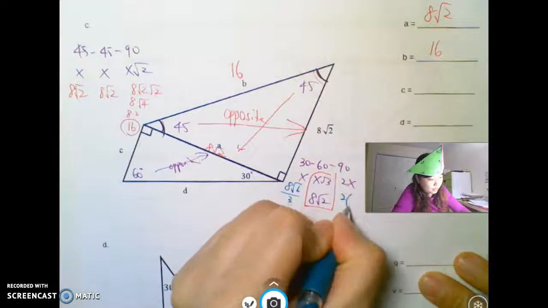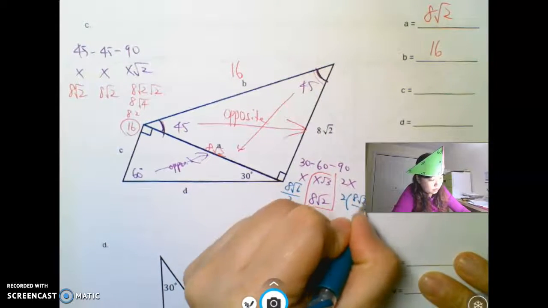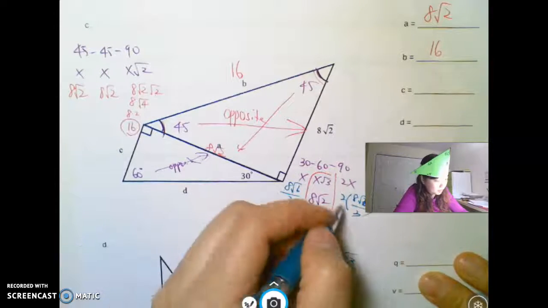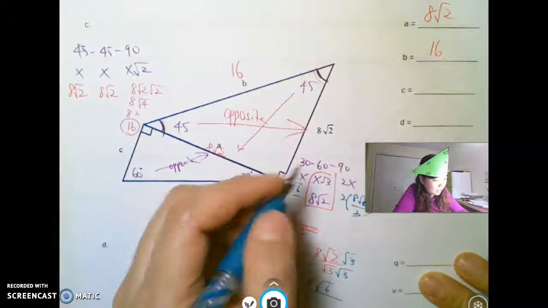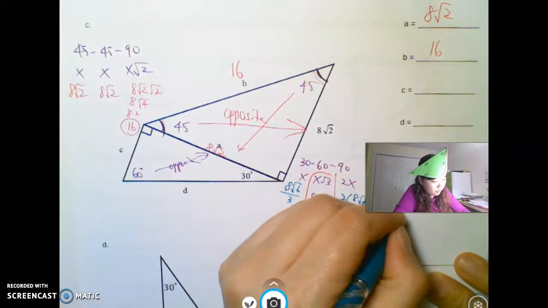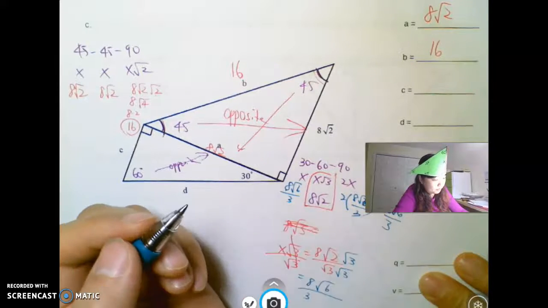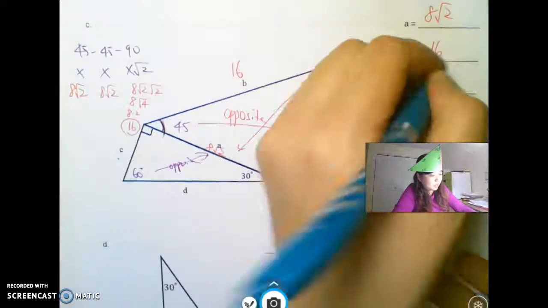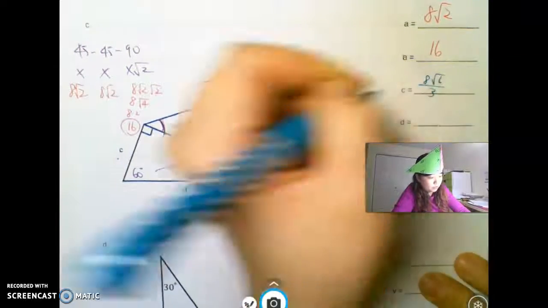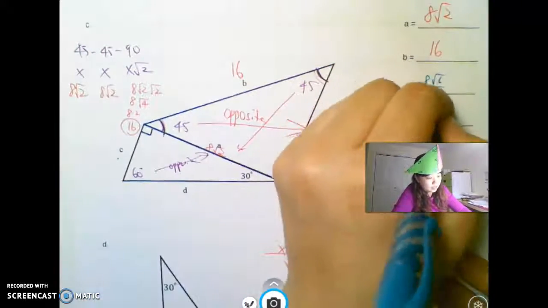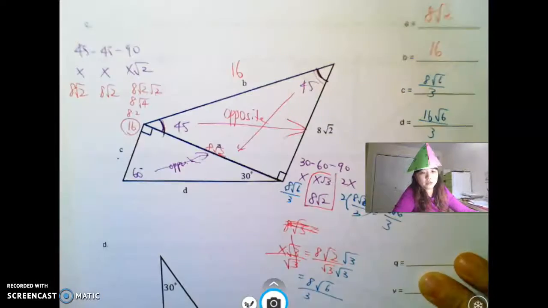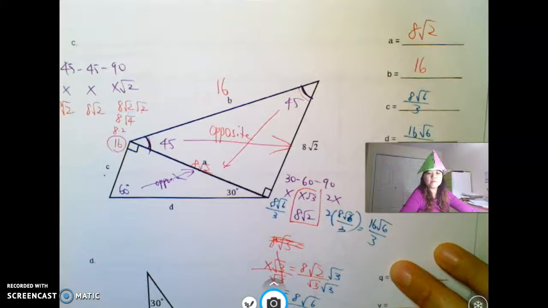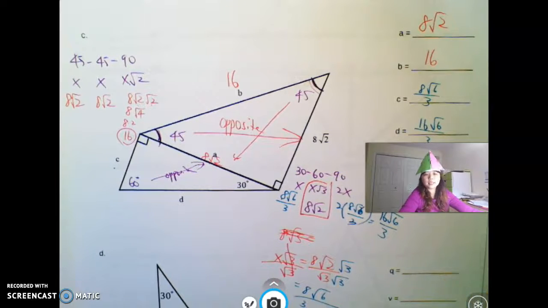So 2 times that is, whoa, I'm sorry about all the mistakes. If you double this, 8 times 2 is 16 radical 6 over 3. So opposite of 30 is 8 radical 6 over 3. Opposite of 90 is 16 radical 6 over 3. A lot of algebra, but definitely something you guys can handle.